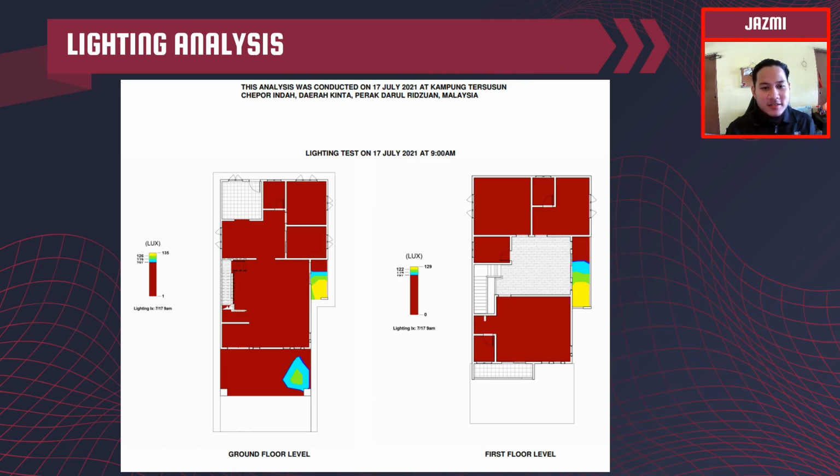For lighting analysis, lighting test was conducted at 9 am and the results showed that both floors produced within the range of 0 to 107 lux value, but there is high lux value at the open space that directly exposed to light.